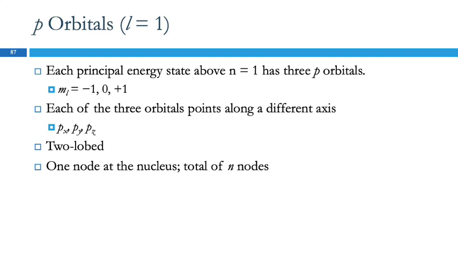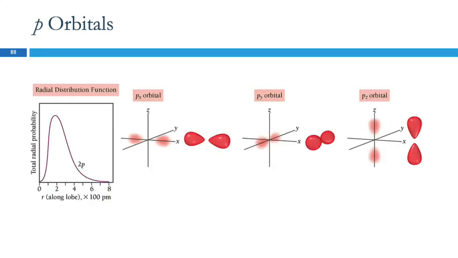Once you get above n equals 1, then they all have 3 p orbitals, and that's from that m sub l number. And so these are referred to as px, py, and pz. They're not spherical, they have 2 lobes, and they have a node at the nucleus. So this is for 2p. So this is the fuzzy probability kind of picture, and this is looking at it more as a solid.